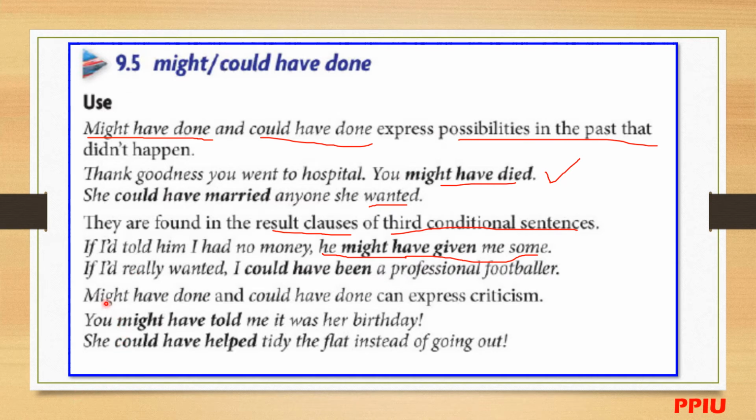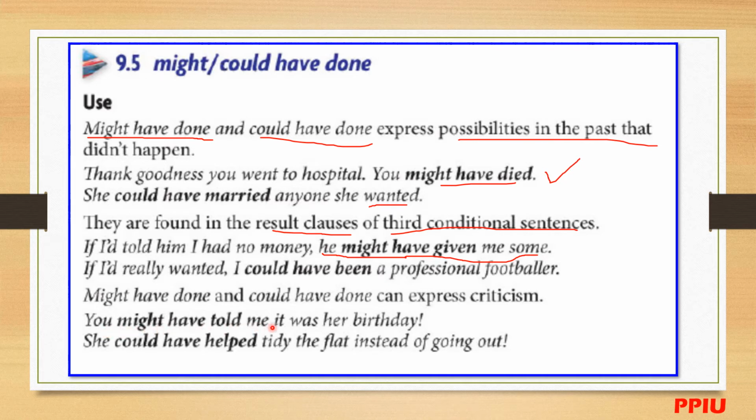You can see the other one again. Might have done and could have done can express criticism, right? Criticism, like a critic. Say something that is not good. It's better like this, like that, and so on.